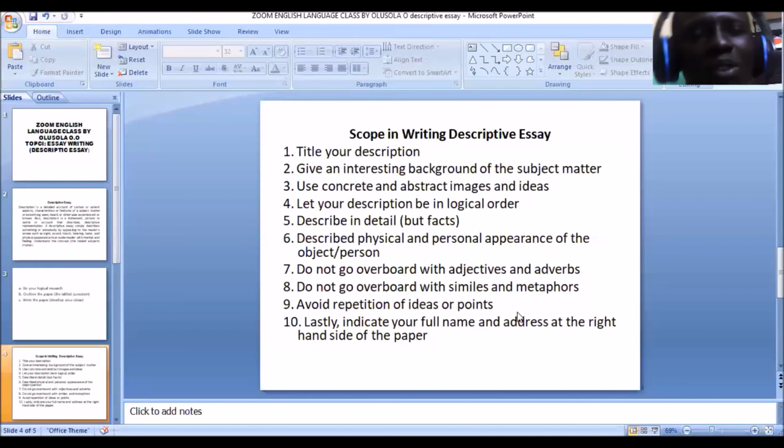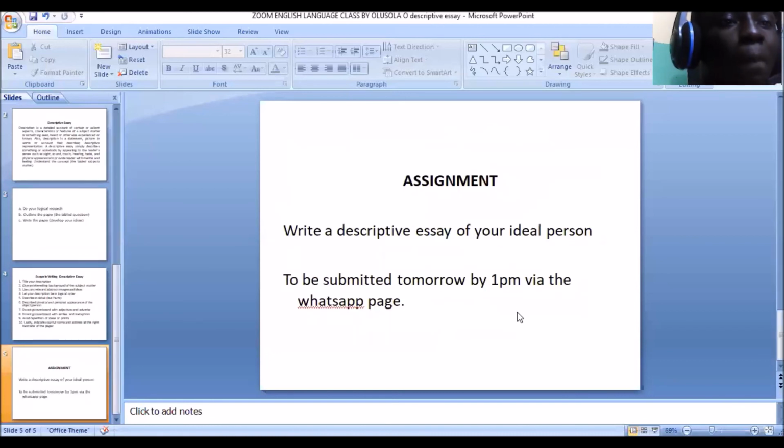So this is all I have for us this afternoon. Any question? Okay, if there's no question, I have this assignment for us. Write a descriptive essay of your ideal person. Ideal person. So tell us about your ideal person. Very simple. And I want to beg you, follow the scope, and I'll show you get it right.